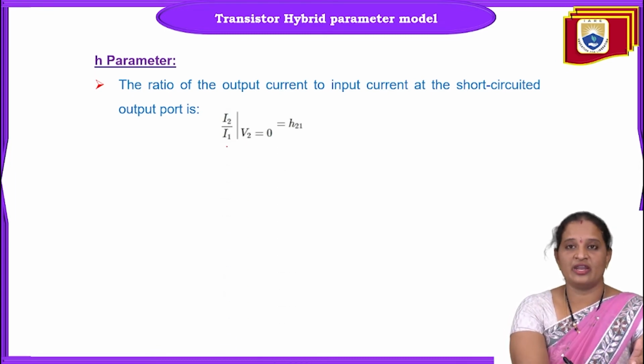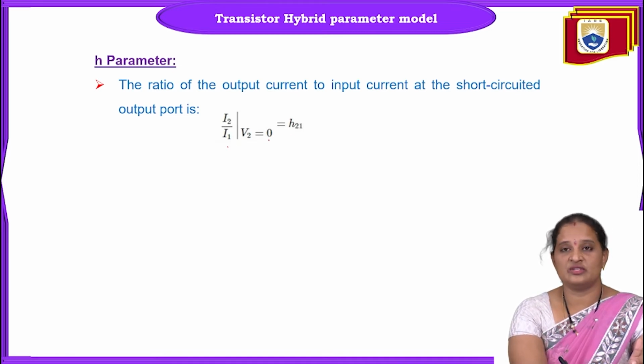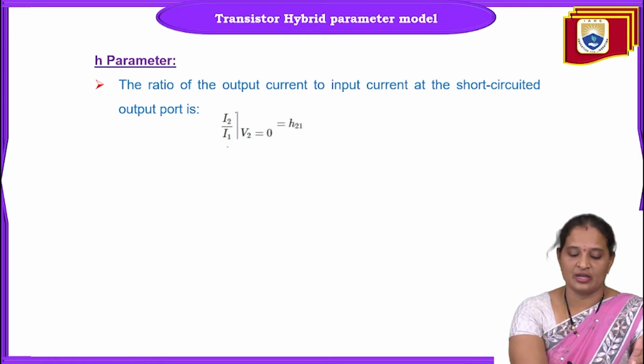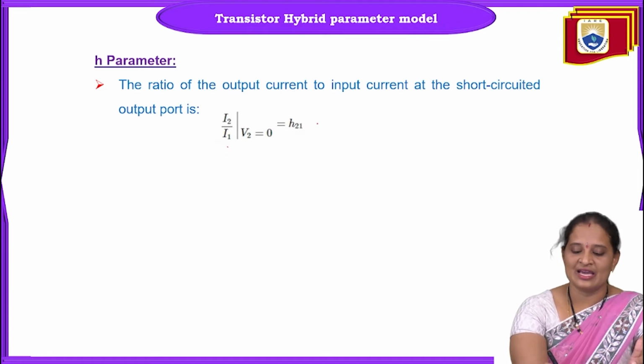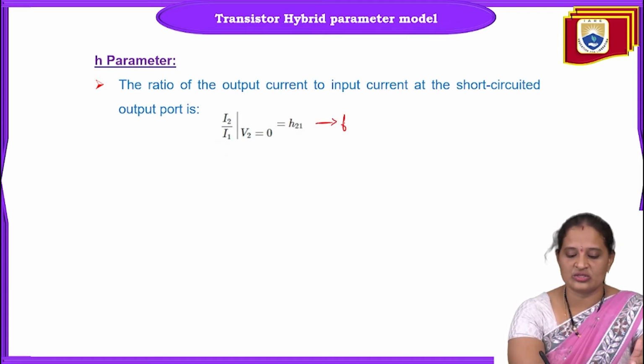Similarly, we can also calculate one more parameter by making V2 equal to 0. That is I2 divided by I1, which is given by H21 when V2 is equal to 0. What is I2? Output current. I1 is input current. That means it is defined as the ratio of output current to the input current, and hence we can call it current gain, or else forward current gain.